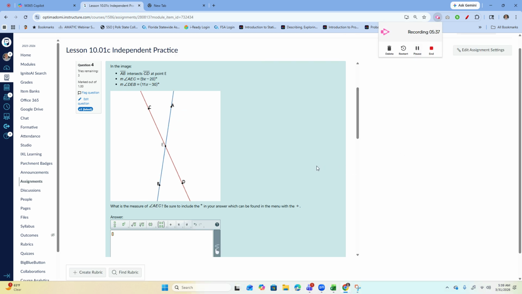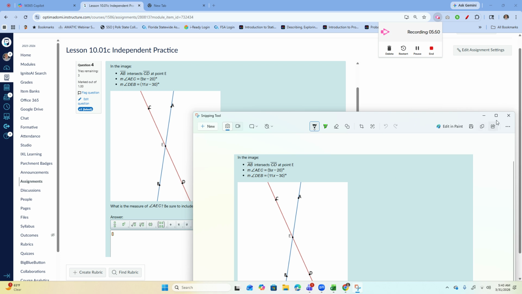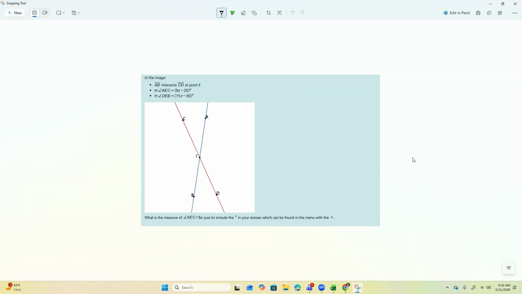All right, now in the next problem, we're still working with vertical angles, but now we're going to use algebra, because there's a variable, a letter, involved. When you're working with these types of problems, the first thing you need to do is find the value of x. To find the value of x, we're going to use vertical angles.